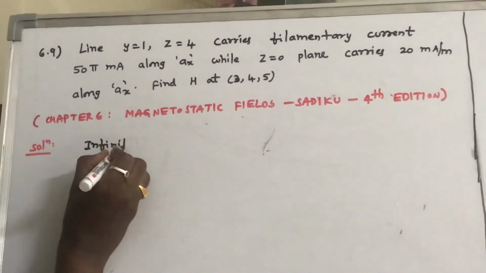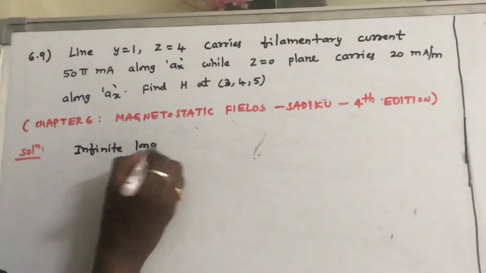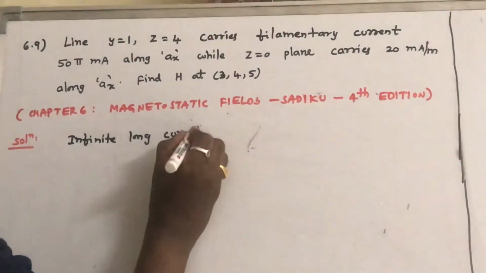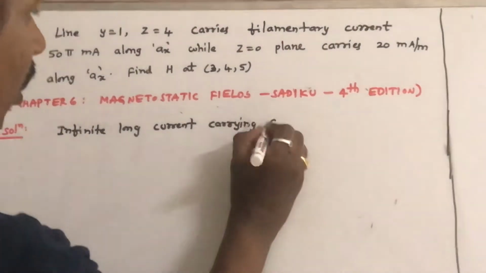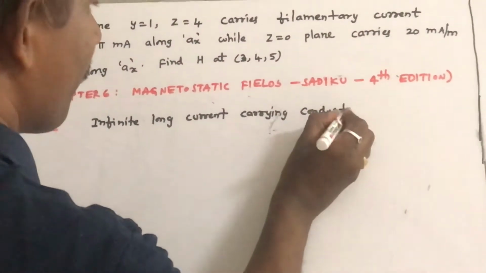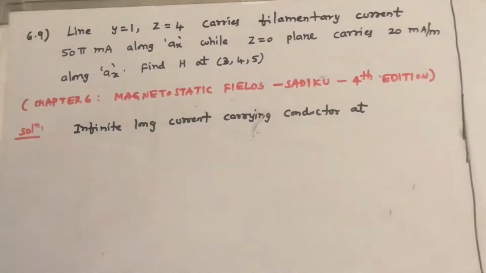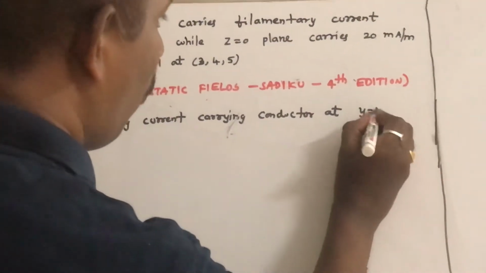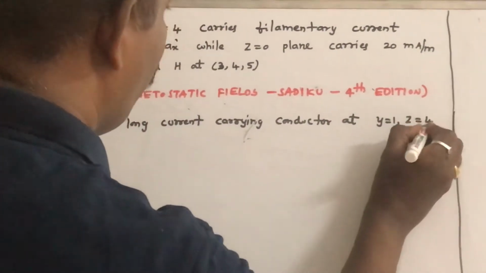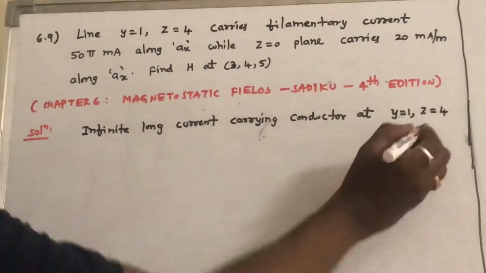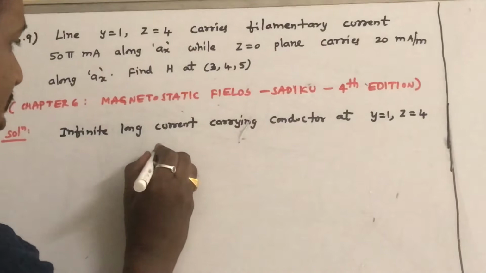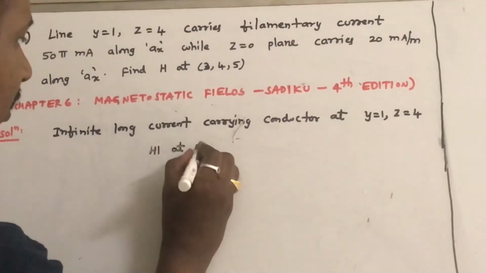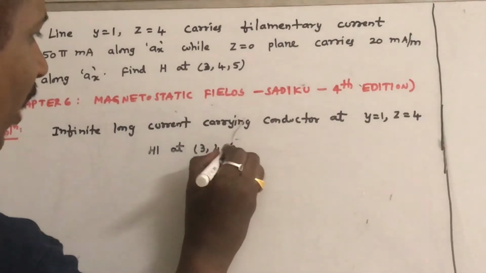So let us see the first one, the infinite long current carrying conductor. At what is the location? So y is equal to 1, z is equal to 4, there is an infinite long current carrying conductor. So because of this we want to find out H1 at 3, 4, 5.